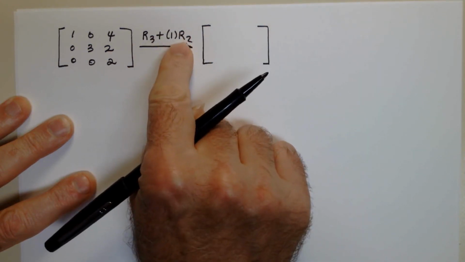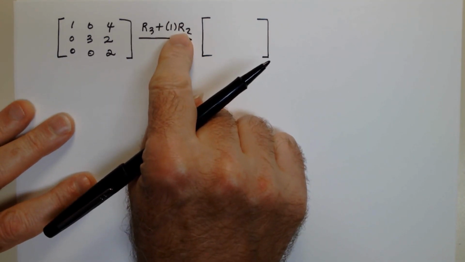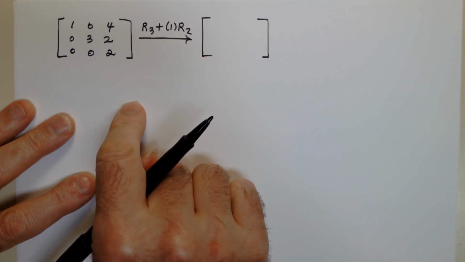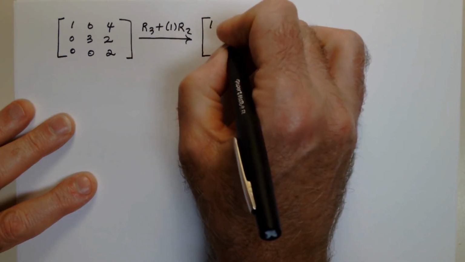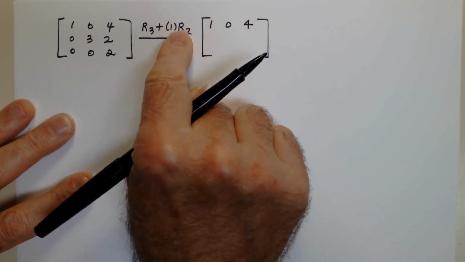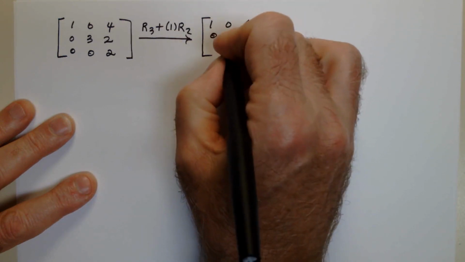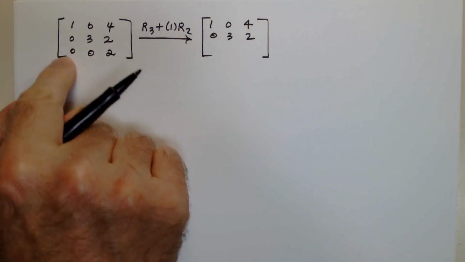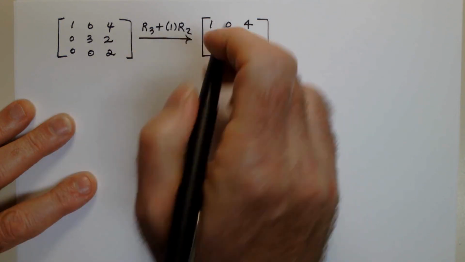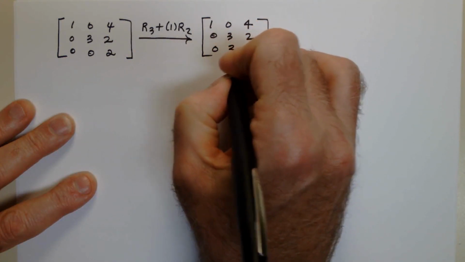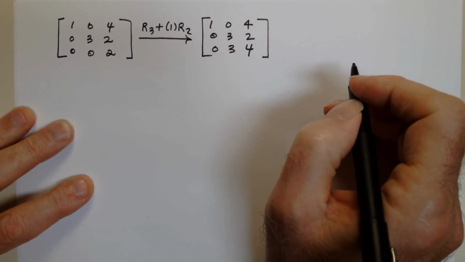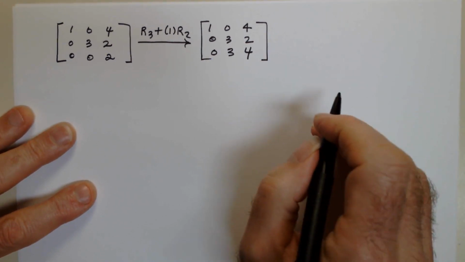So we're simply taking row 2, scaling it by 1, and adding it onto row 3. So row 1 is not changing. Row 2 is not changing, and I'm simply adding row 2 onto row 3. So I'm going to get a 0, a 3, and a 4. So that takes care of our first reversal.